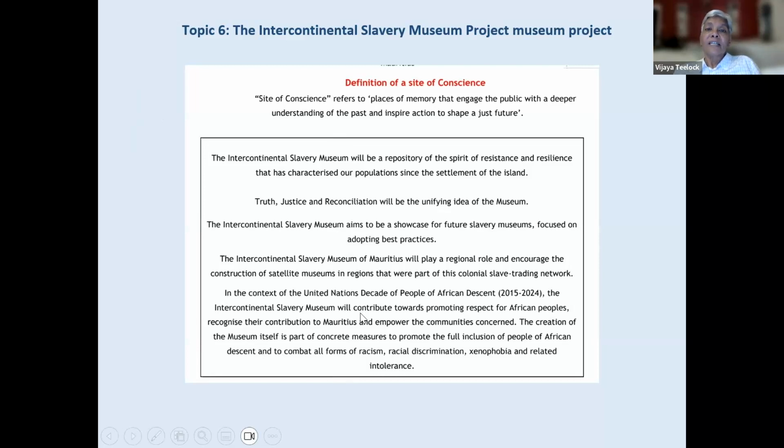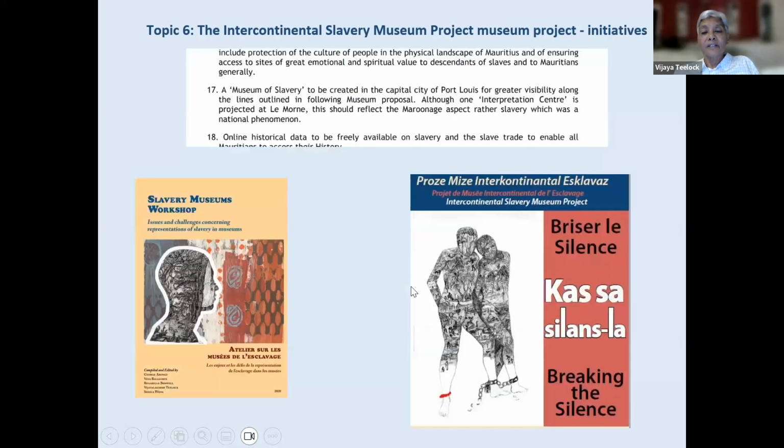And we felt at that time it was very important that this museum be in Port Louis itself, in the capital city, fully visible, not in an isolated place, but right in the city center. So it would be visible and seen by not just Mauritians, but by visitors, tourists, and so on. Slavery should not be hidden. The history of slavery should not be hidden, but should be there, right in the city center for everybody to see. So that was the aim.